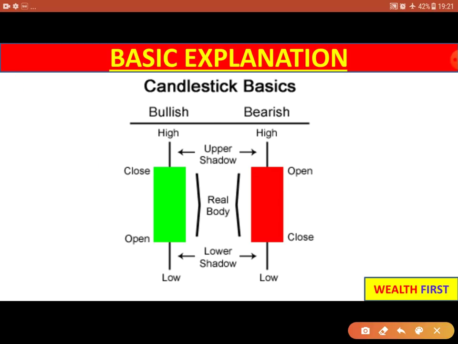First of all, I'll describe the bullish candle. Whenever the stock opens, the stock opens at a price, then what happens?